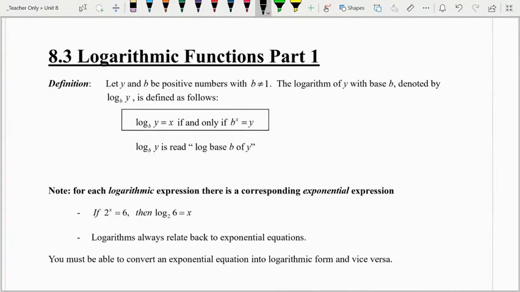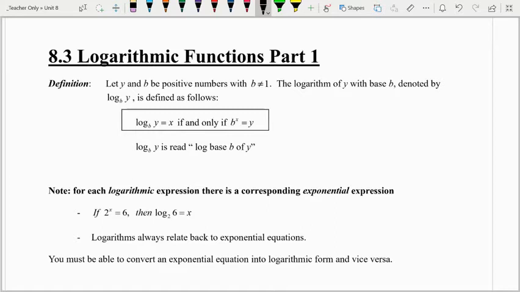All right, so looking at 8.3, this is actually in two parts. The first part is day 1, and then we'll do day 2 tomorrow. Day 1 focuses on logs. So we're really diving into logarithms.